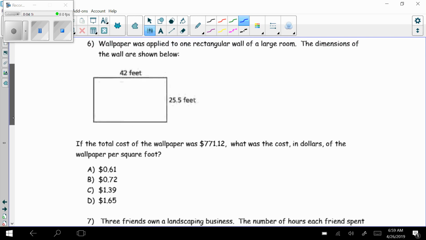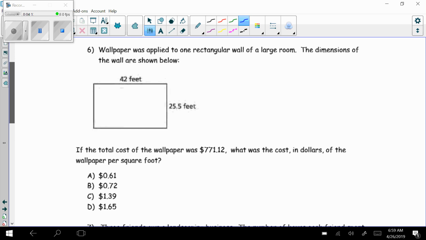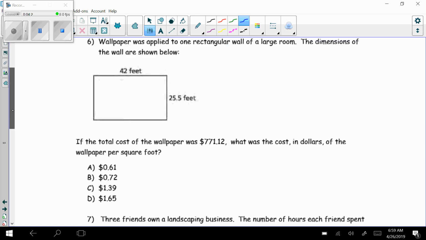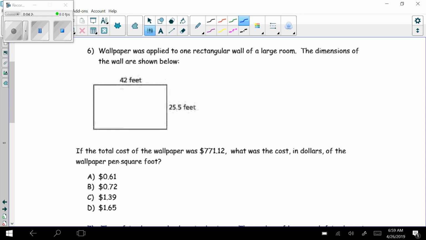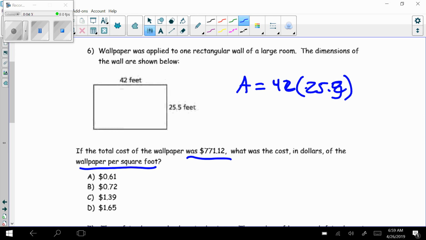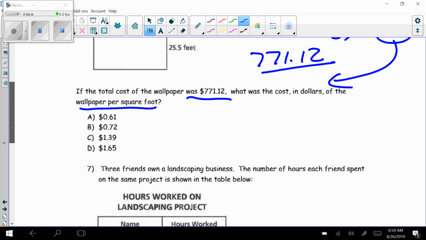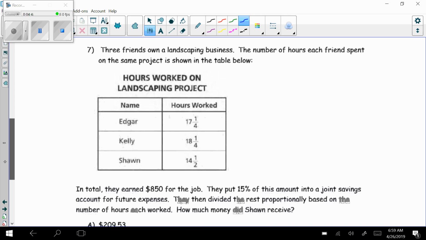All right, number 6. This was just on review number 10. So we have to find the area of this. Total cost was $771.12. Wallpaper per square foot. Find the area. And then 771.12 divided by the area. That was actually on review number 10 that we've already done at this point.